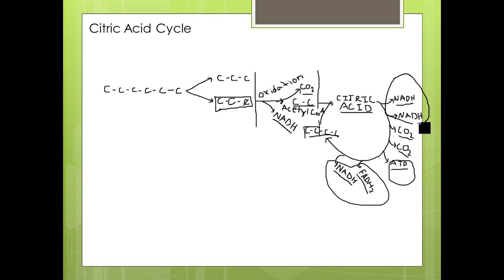Everything up here is then used in the electron transport chain. And this doesn't just do this whole cycle once, it does it twice, because I was only explaining the one pyruvate group right here. It does it with this one up here too.